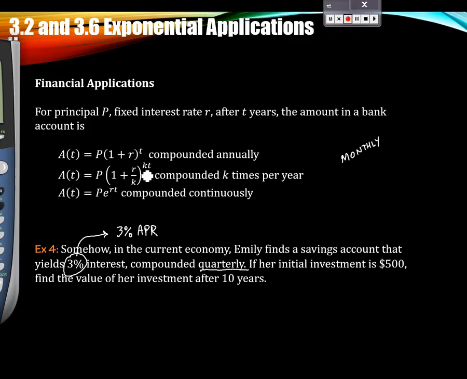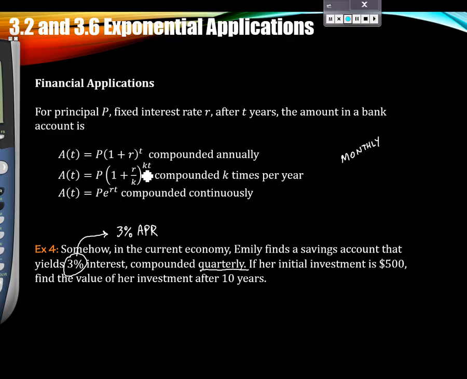All right. Somehow in the current economy, you find a savings account that yields 3% compounded quarterly. If her initial investment is $500, find the value of her investment after 10 years. Okay, and this is of course assuming that she doesn't put anything in or take anything out for those 10 years.